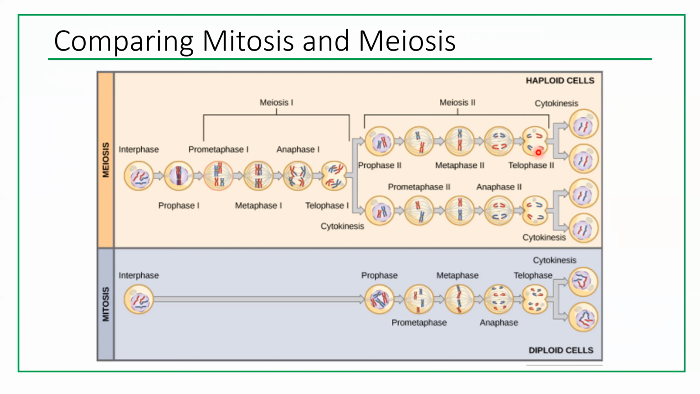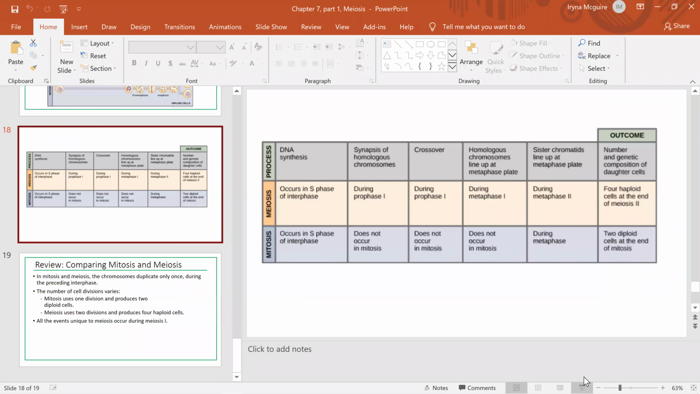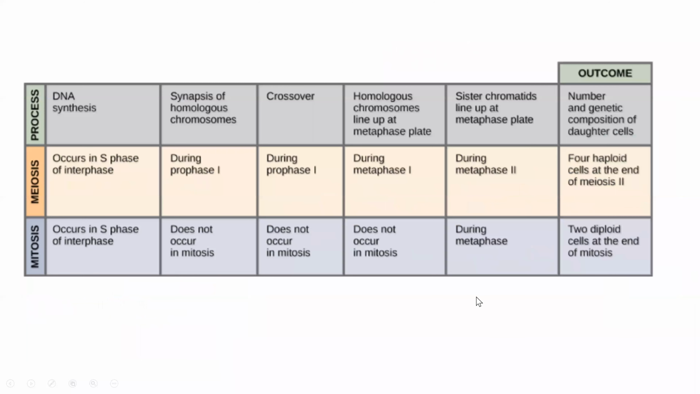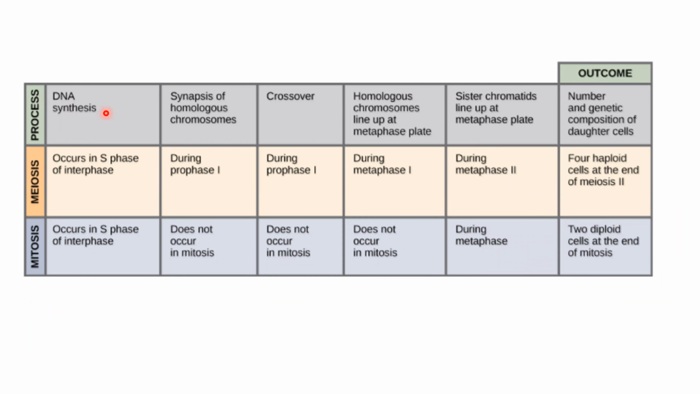So at the end of meiosis, 4 daughter cells, each unique, and each of these cells is different from the parent cell. In mitosis, the outcome is 2 daughter cells, both identical to each other and to the parent cell. So a couple more slides. Now this is also comparing meiosis and mitosis.